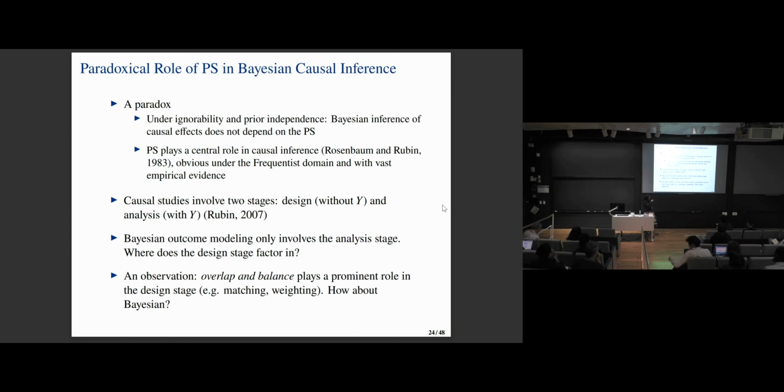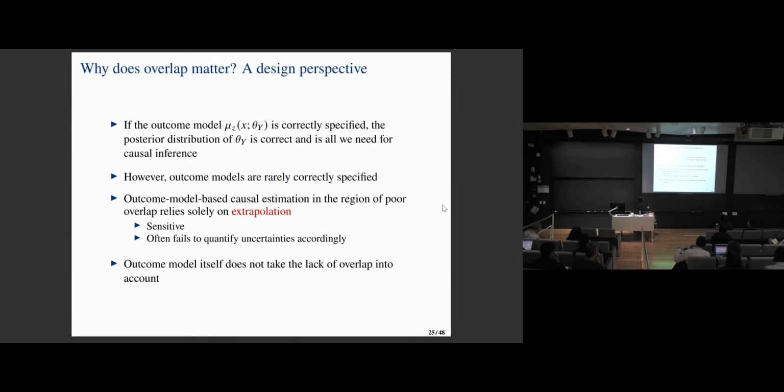Obviously this should play an important role in Bayesian inference, but if we assume prior independence, we kind of throw that away. And so it becomes a puzzle. Later, the feedback issue that Francesca mentioned is also another motivation here. So why does overlap or propensity score or balance matter? This is the key.